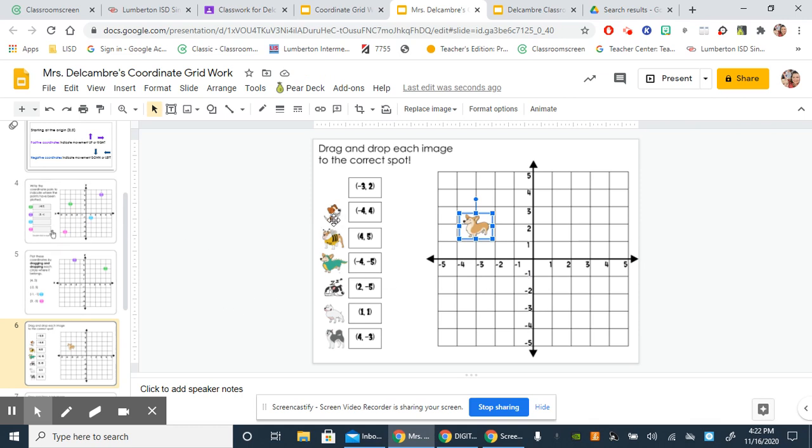So I'm going to come and grab this beagle. He's so cute. So he's at -4. So I'm going to go over to -4 and then up to +4. So there he's going to go right there where those lines intersect.